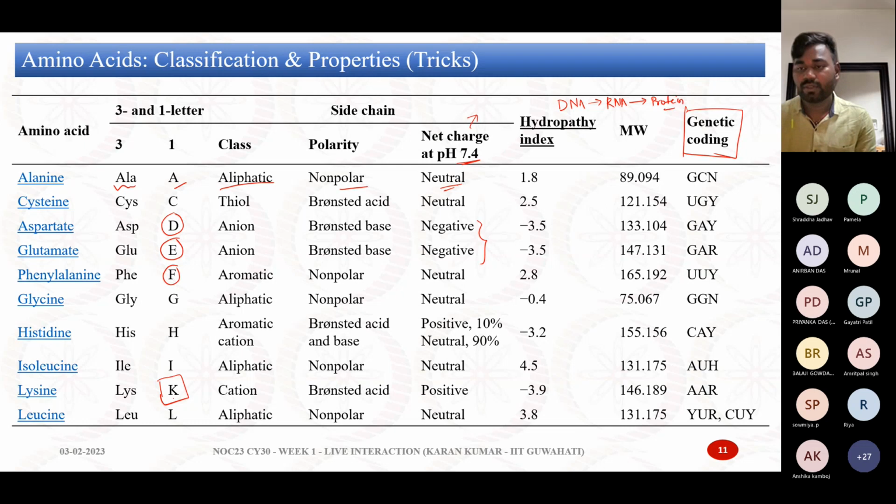Right. So DNA to RNA. Can somebody tell me what this process is called, from DNA to RNA conversion? Transcription, sir. Transcription. Very good. And from RNA to protein? Translation. Translation. Very good. So that is the central dogma of any biological system.